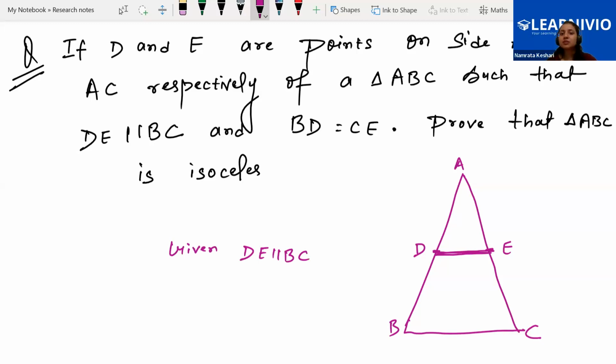And it is also given over here that BD is equal to CE. Okay, one more piece of information is given, that BD is equal to CE. Now you have to prove that this triangle ABC is an isosceles triangle. Isosceles triangle means such a triangle where two sides are of exactly the same length. That's called an isosceles triangle. Okay, please try proving it. Take 2 minutes and try it.